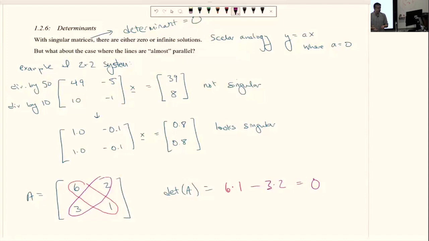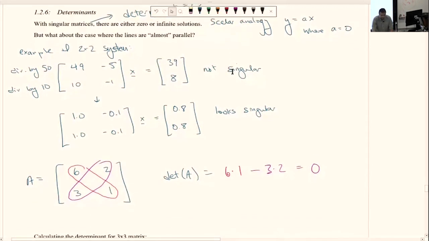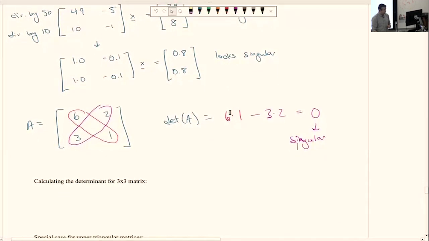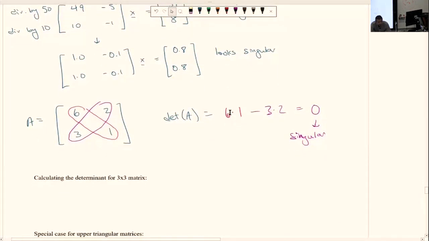Now, this is a 2 by 2 matrix. So you could also do something similar with a 3 by 3 matrix. But let's look at a second example. And I'm running out of room here, but we'll do our best. So let's look at a second example of a different matrix. And now this matrix will be ill-conditioned, right?